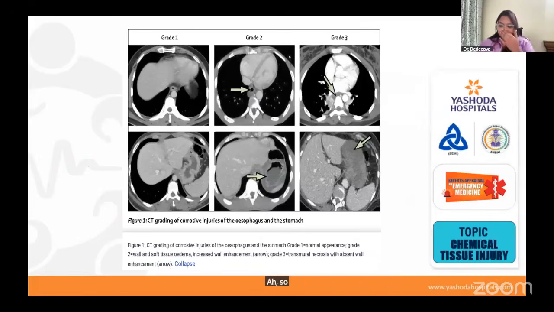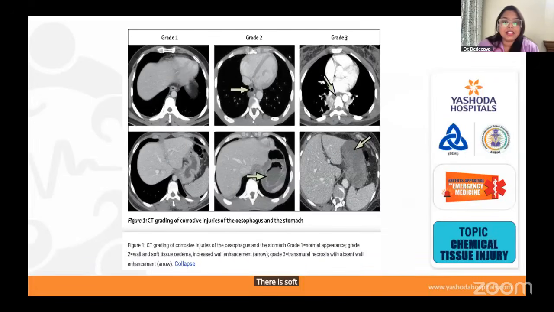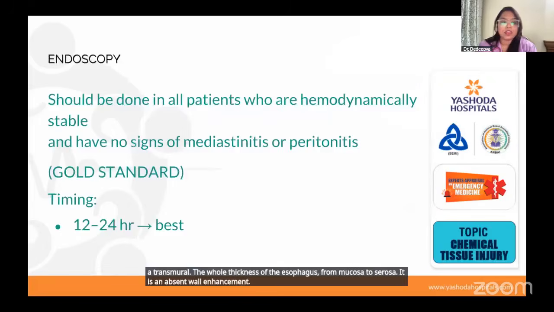So we have a grading system in CT scan as grade 1 to 3, as you can see in the picture. So grade 1 has a normal appearance. Grade 2 has soft tissue edema over the wall of the esophagus. And in grade 3, it is transmural, the whole thickness of the esophagus from mucosa to serosa. That is an absent wall enhancement.